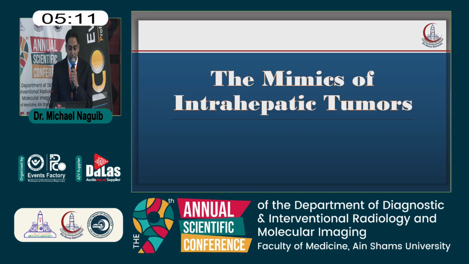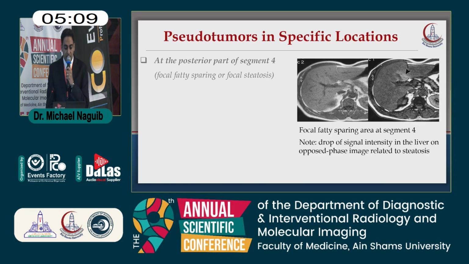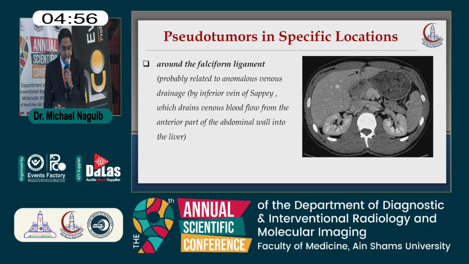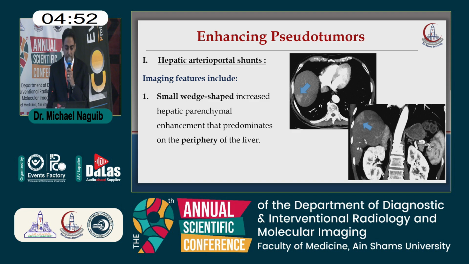The major mimics of intrahepatic tumors are pseudotumors in specific locations, like the posterior part of segment 4, including fat-sparing or focal steatosis, around the gallbladder fossa, and around the falciform ligament related to anomalous venous drainage by the inferior vein of Sappey, also enhancing pseudotumors. Not every enhancing lesion is HCC. There are enhancing pseudotumors.